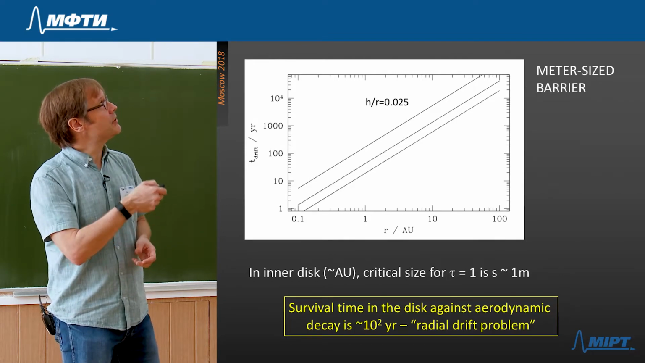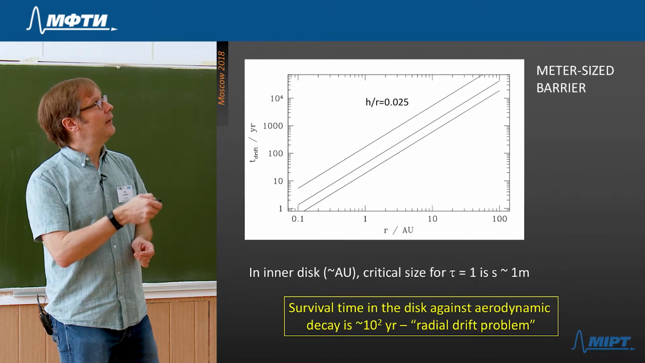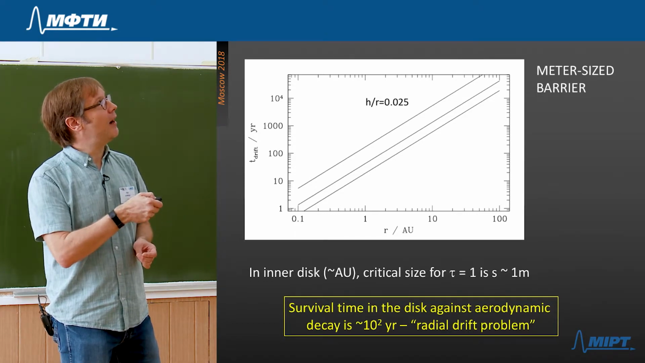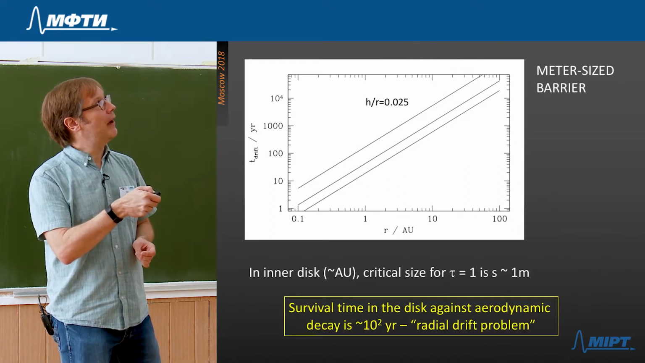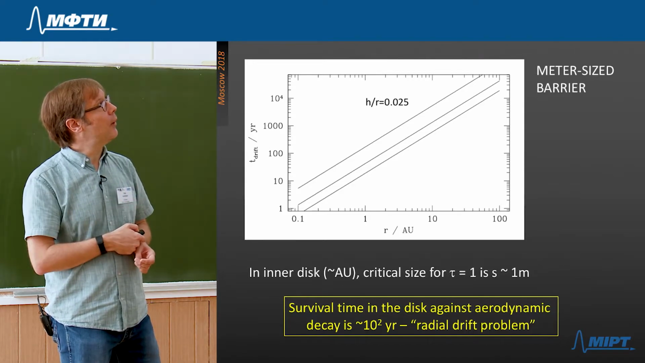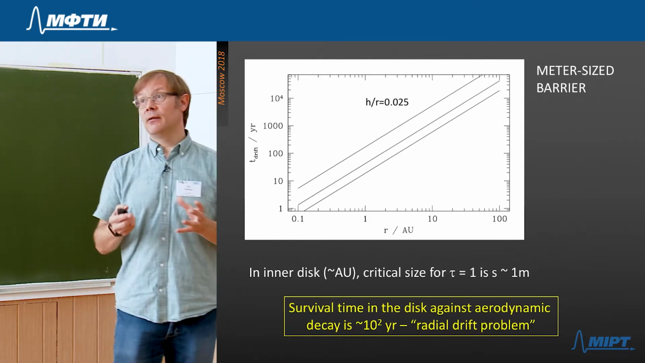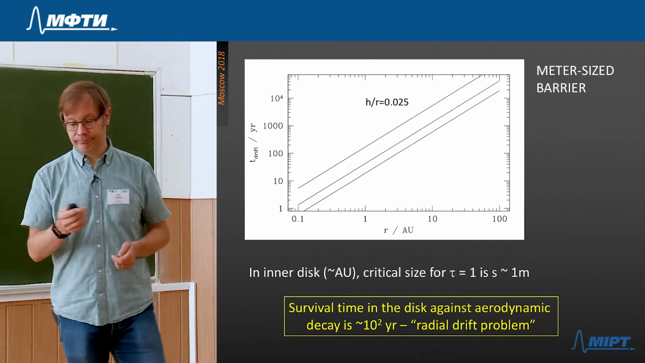Okay? And here it's just shown as timescales, time in years, distance in AU. This is for some assumed thickness of the disk. This central line, this lowest line, is for a friction time of 1. Okay? So the survival time of solids in the disk is potentially worryingly short.